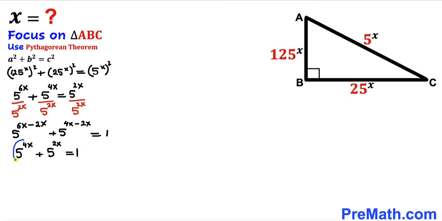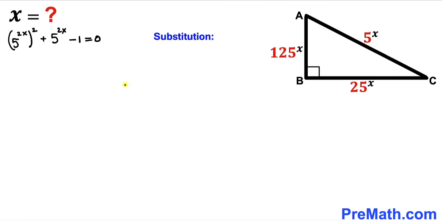And now let's focus on this very first term, 5^(4x). This can be written as (5^(2x))^2. As you can see in this next step, I have rewritten 5^(4x) as (5^(2x))^2. And now in this next step, I am going to move this 1 to the other side. So this can be written as (5^(2x))^2 plus 5^(2x) minus 1 equals 0.